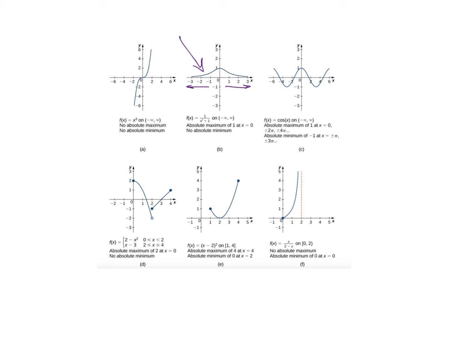If we add the stipulation that it's over a closed interval, for example, a closed interval 1 to 4, including the endpoints, then we are guaranteed an absolute maximum and an absolute minimum. You can see here that the absolute minimum occurs at x equals 2 and the absolute maximum occurs at x equals 4. So again, as long as the function is continuous and it's over a closed interval, we're guaranteed both a minimum and a maximum.